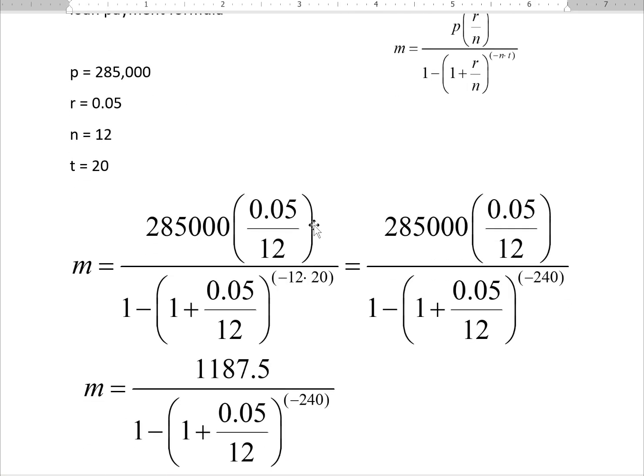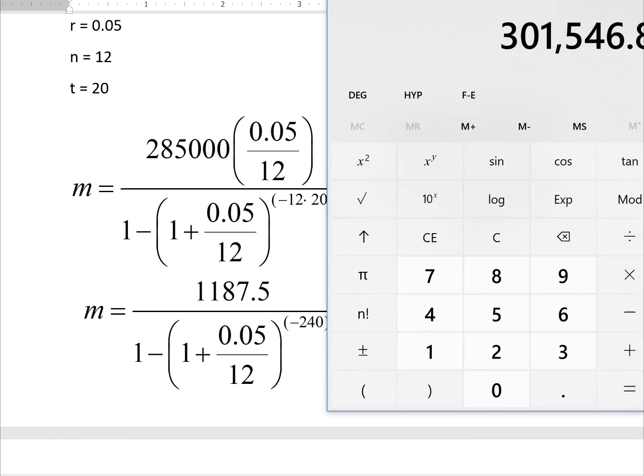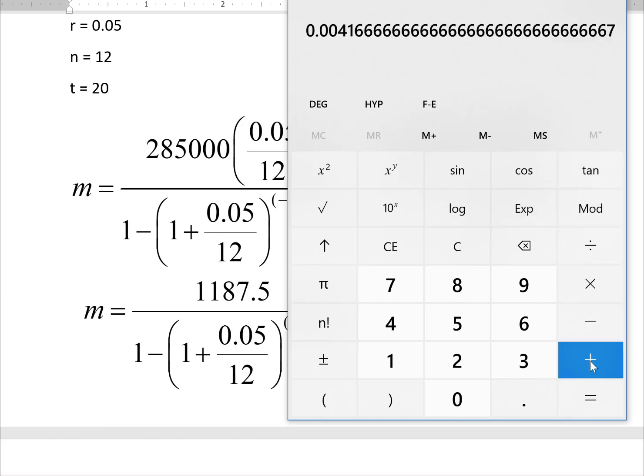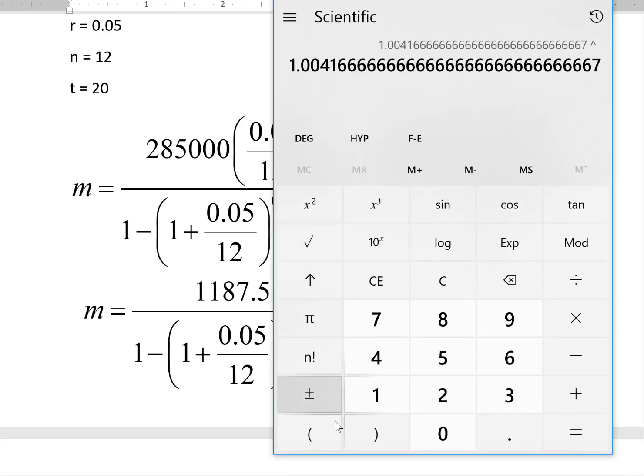Notice again in the denominator there's a negative exponent, and I've gone ahead and simplified that to negative 240. And in the next step I went ahead and multiplied and simplified in the numerator, and so I'm going to work my calculator on the denominator portion. So I'm going to go ahead and put in 0.05 divided by 12 plus 1. I'm going to raise this to the exponent, and remember the exponent here was the negative 240.